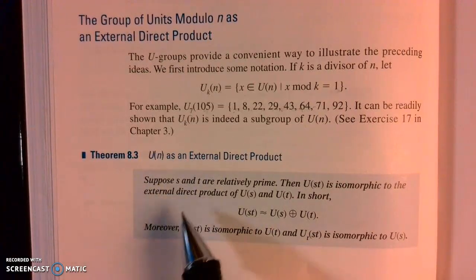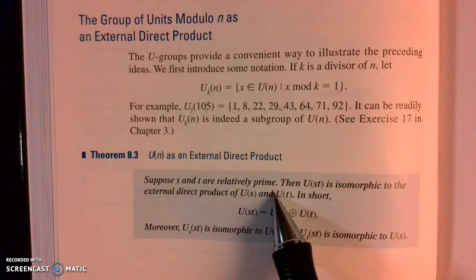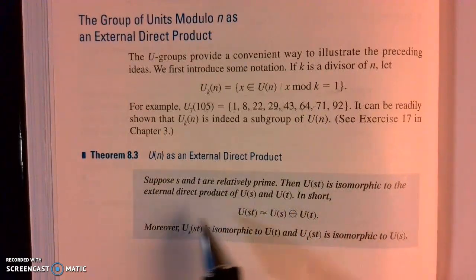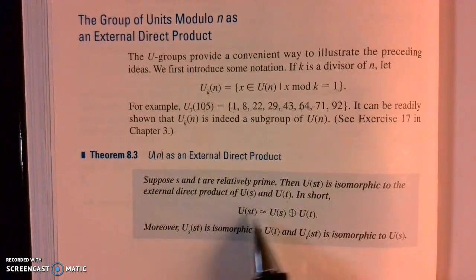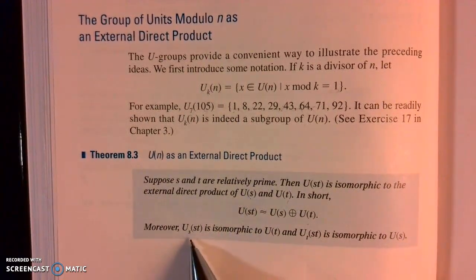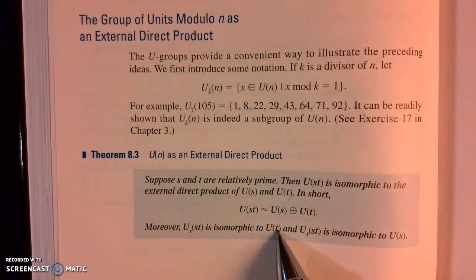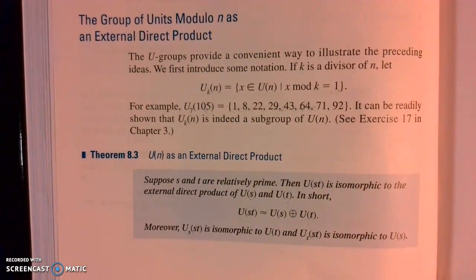Theorem 8.3. Suppose that s and t are relatively prime, then Ust is isomorphic to the external direct product of Us and Ut. Moreover, Us of st is isomorphic to Ut, and Ut of st is isomorphic to Us. We are not proving this theorem, but we will use it.